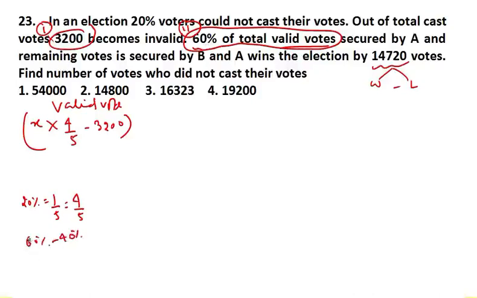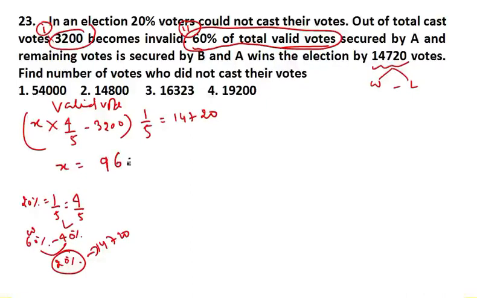60% is secured by the winner, then the loser secured 40%. Their difference is 20%, and the difference is given as 14720. Now what is 20% in fractional form? It is 1 by 5, equal to 14720. Now my friend, if you solve this, you will get the X value as 96,000. Now please solve this by yourself.